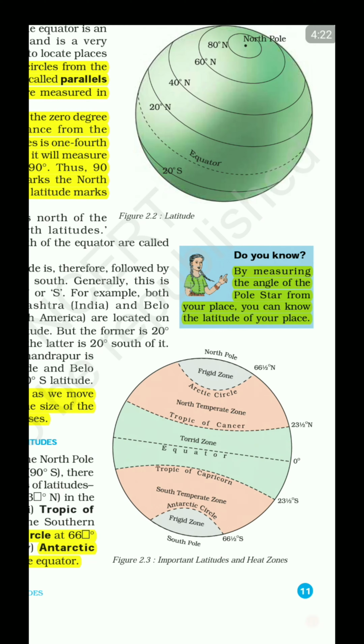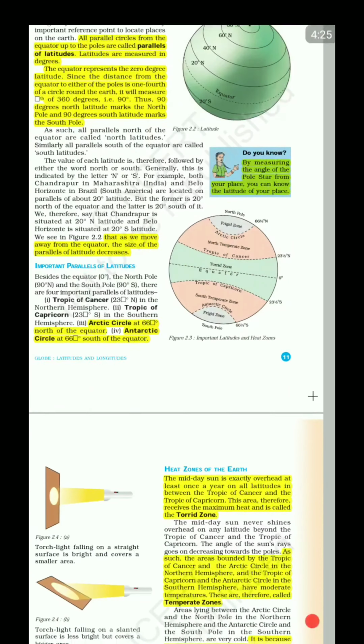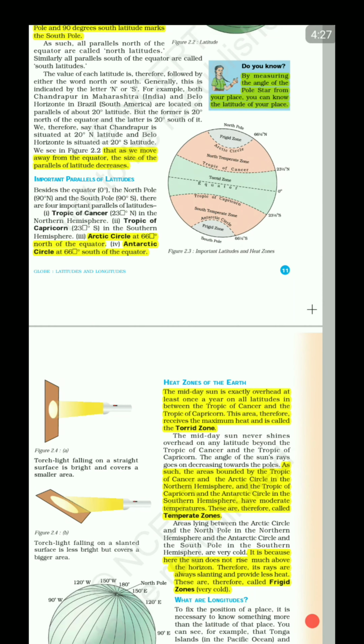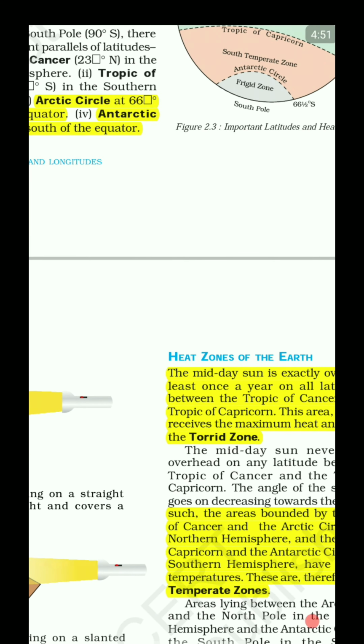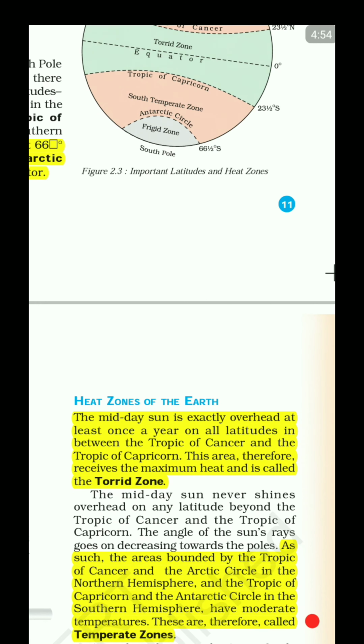Now the areas between them have a very characteristic feature, because from 23 and a half degrees north to 23 and a half degrees south, the reason why it's known as the tropics is because the sun turns here. And because of the sun turning, the midday sun is exactly overhead at least once a year on all the latitudes in between the Tropic of Cancer and the Tropic of Capricorn, and hence they receive the maximum sunlight among all the regions, and hence they are known as the torrid zone, right?